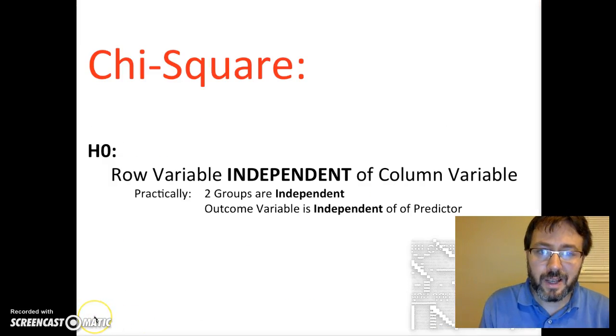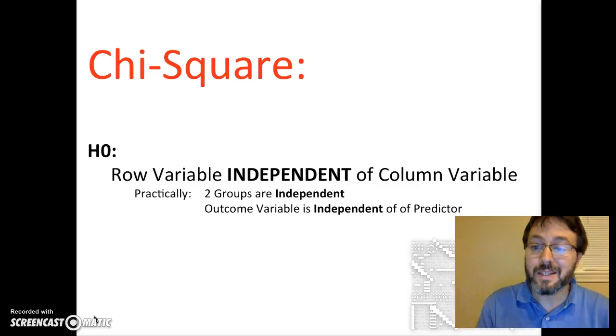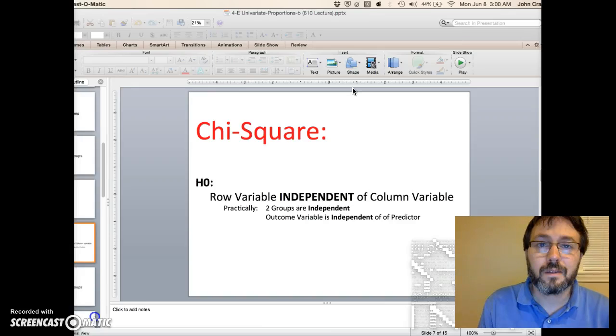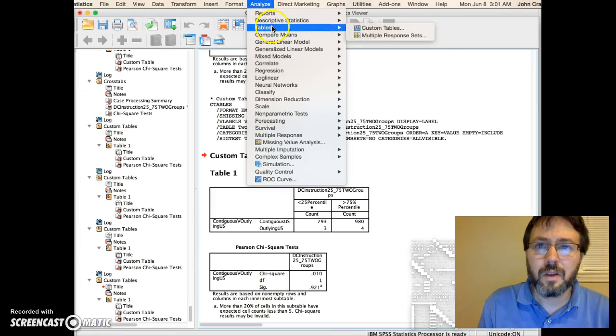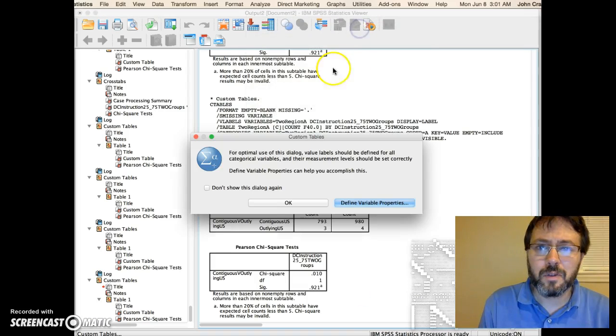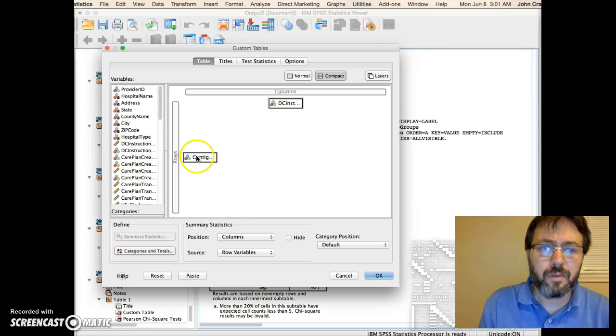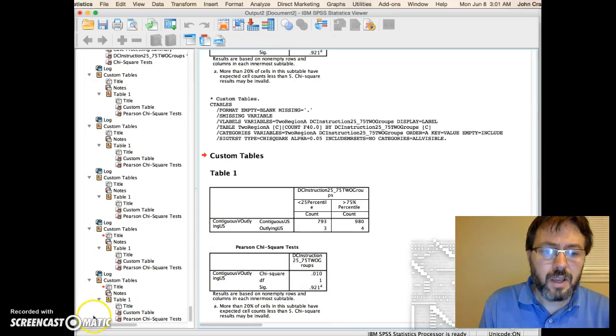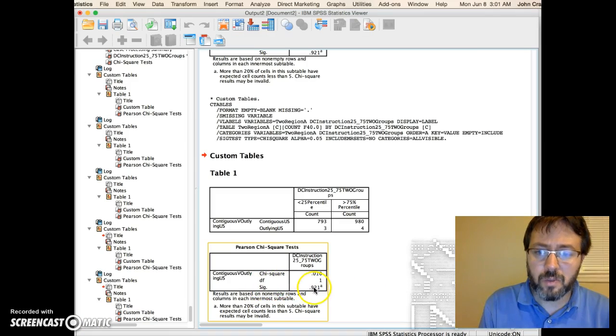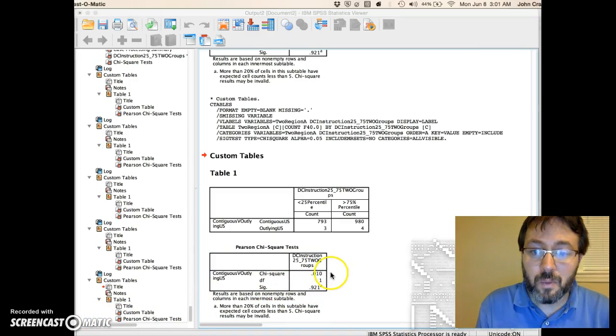So we've run the chi-square test to test if the 2 groups are independent, or if the outcome variable is independent of the predictor variable. So under Analyze, we go to Tables, Custom Tables. All right, we know we have our 2 variables selected, talked about. And you see here the p-value for chi-square is 0.921, meaning we can't conclude that the difference in discharge instructions is different by the location within the United States. But we'll take a look at footnote A when we come back in our second part.